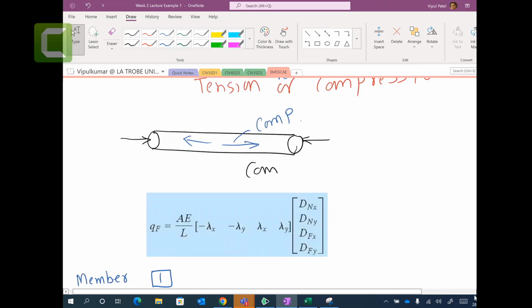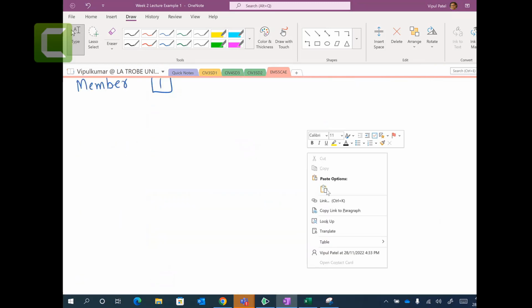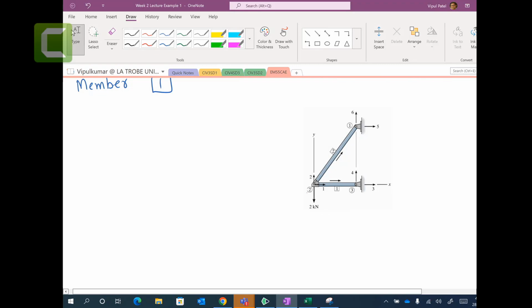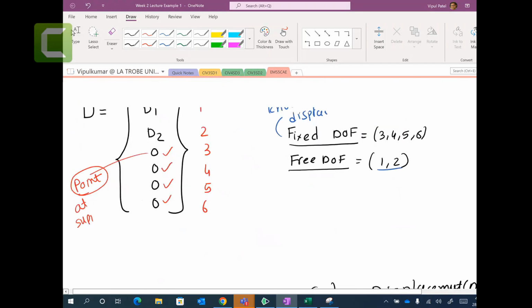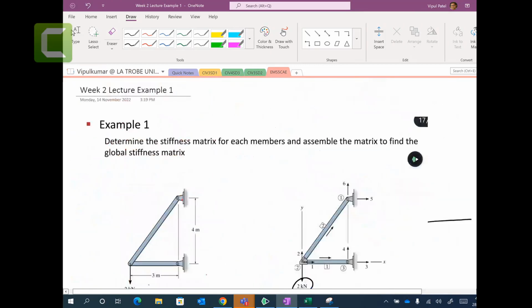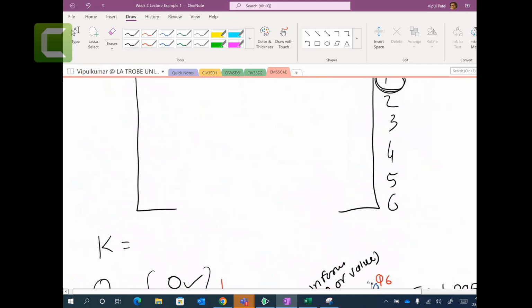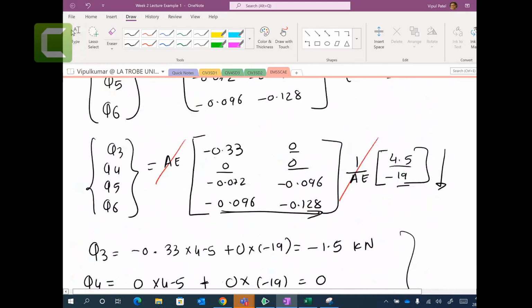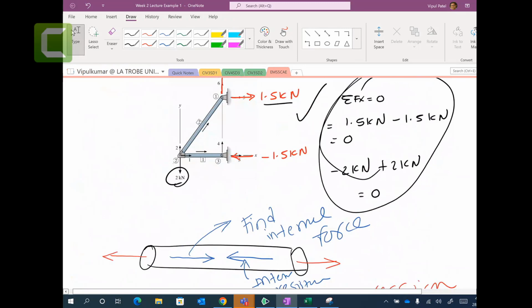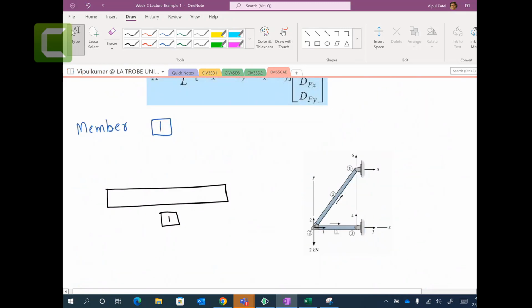Copy and paste. So where is the member number one? Look at this. This guy is telling me this is the member number one. So let me draw it up. This is the member number one, and the length we get from our very original figures. It has a length of 3 meters.